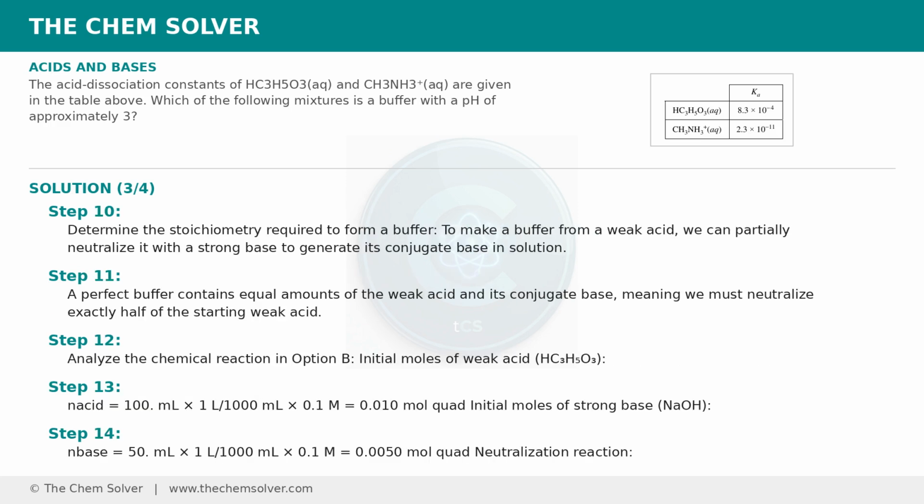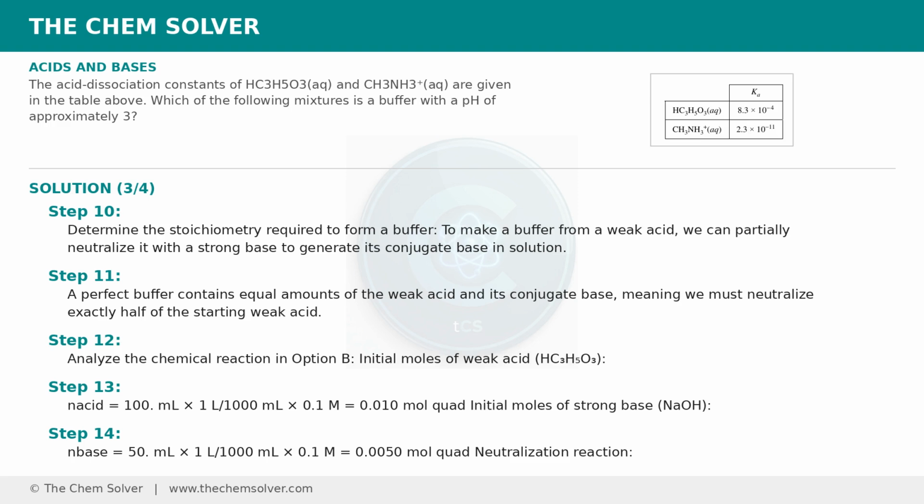Determine the stoichiometry required to form a buffer. To make a buffer from a weak acid, we can partially neutralize it with a strong base to generate its conjugate base in solution. A perfect buffer contains equal amounts of the weak acid and its conjugate base, meaning we must neutralize exactly half of the starting weak acid.